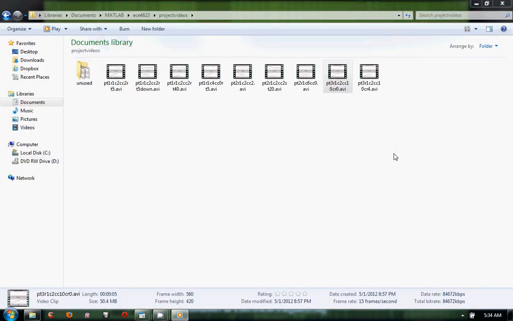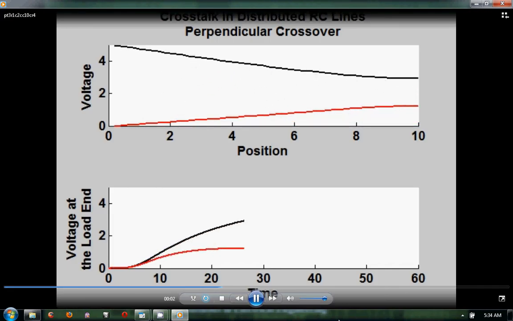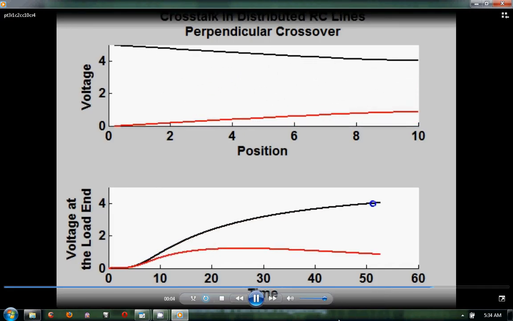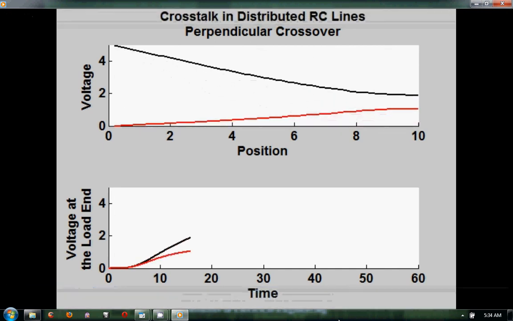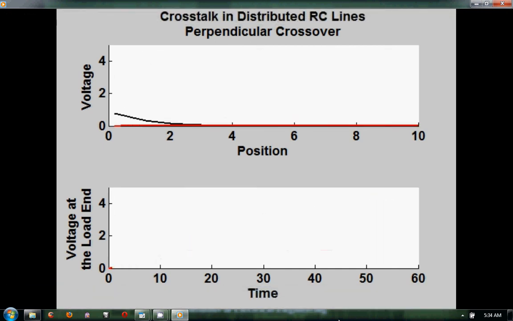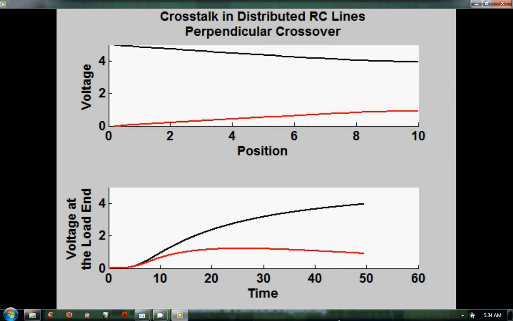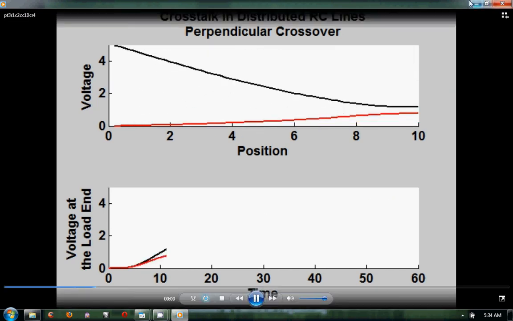Now let's set the crossover to be near the load ends of both lines. Here the coupling occurs between positions 8 and 10. The driven line takes much longer to reach the threshold, and the transient voltage on the undriven line is larger and lasts longer. So what's going on here?